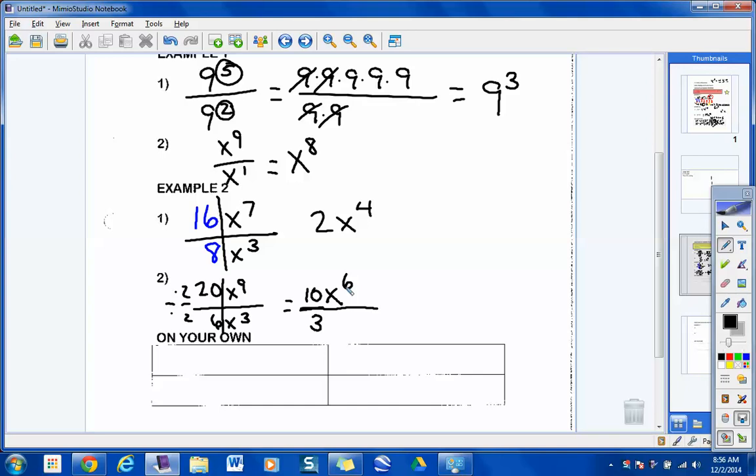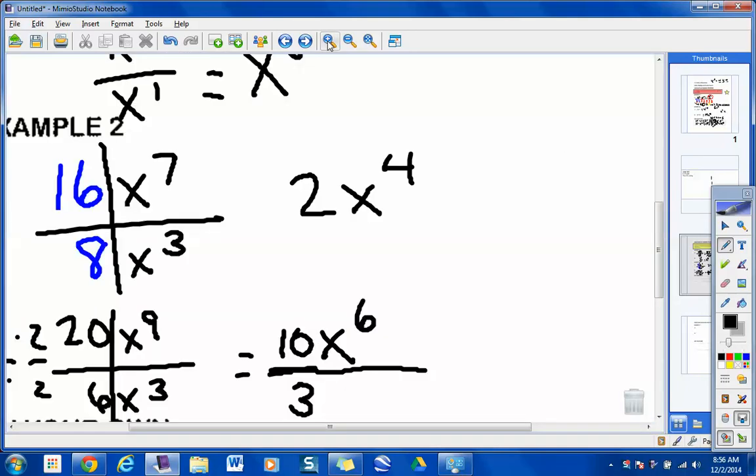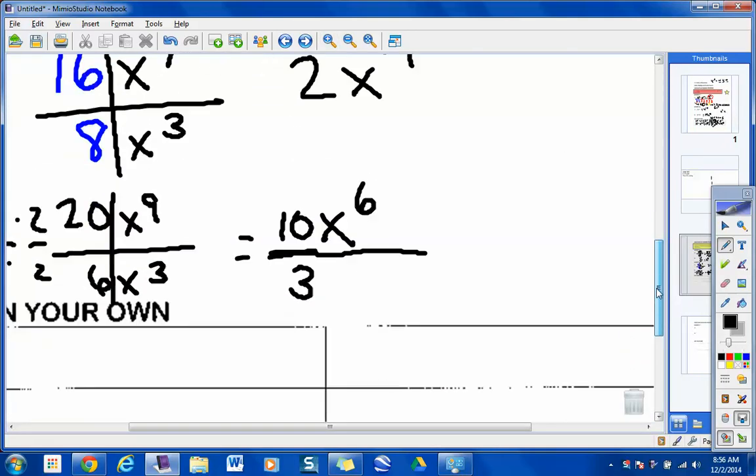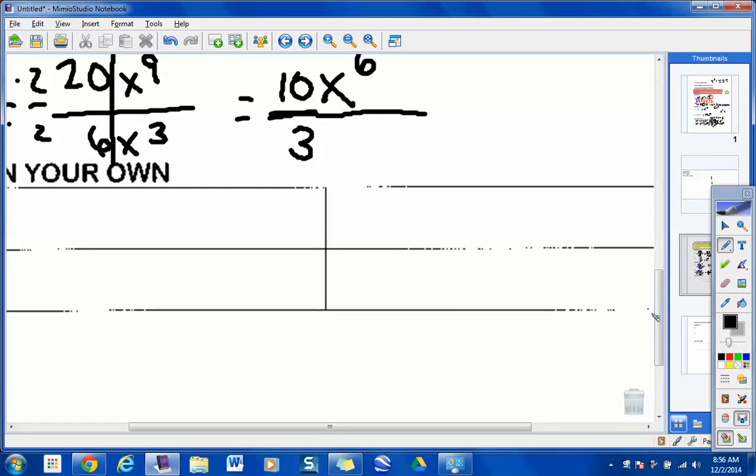This next one, I'll kind of zoom up here a bit. All right, let's see what I can get here. I'm going to put these on your own. I want you to do the following. 5 to the 9th divided by 5 to the 2nd. Let's go, ooh, I like this one. 4x to the 13th divided by 24x to the 9th. 12 to the 7th over 12 to the 4th.